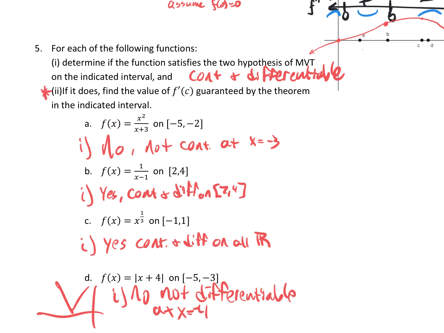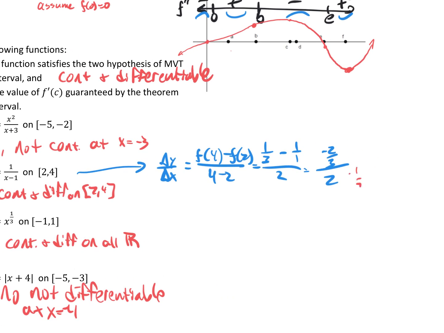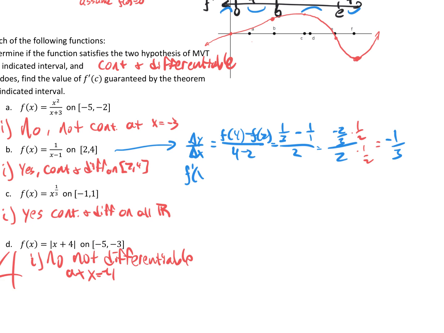So let's go ahead and find the value there that is guaranteed. What that means is we need to find the average rate of change, delta y over delta x. And that is f of 4 minus f of 2 over 4 minus 2. So f of 4 would be 1/3 minus f of 2, which would be 1 over 1, and all over 4 minus 2, which is 2. So this is 1/3 minus 1. Well, 1/3 minus 1 is -2/3 divided by 2. So let's clean this up, maybe times a half there, and this is -1/3. So we want to set f prime of x equal to -1/3.